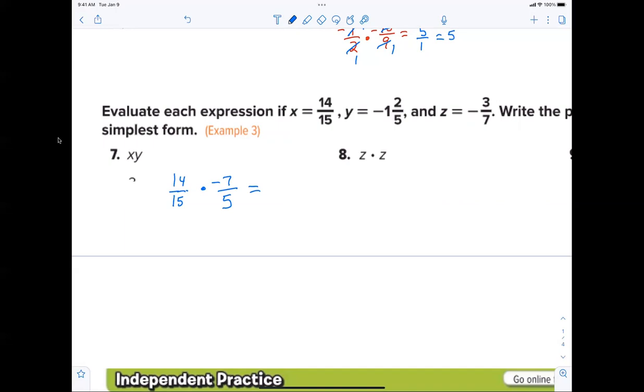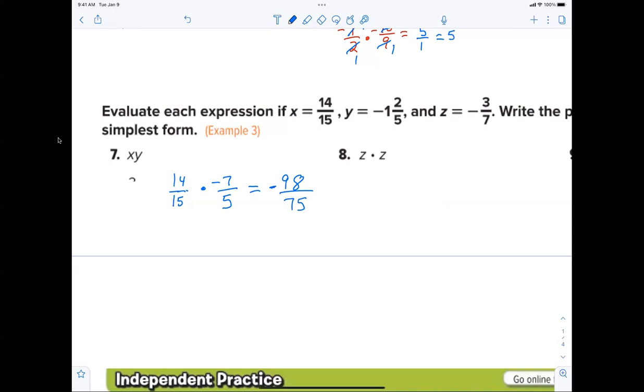28. 70 plus 28, 98. You're awesome. 5 times 10, 50. 5 times 5, 25. 25 plus 50, 75. Amazing. Positive or negative? Negative. There you have it, guys.